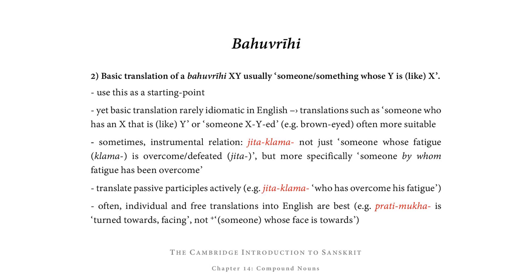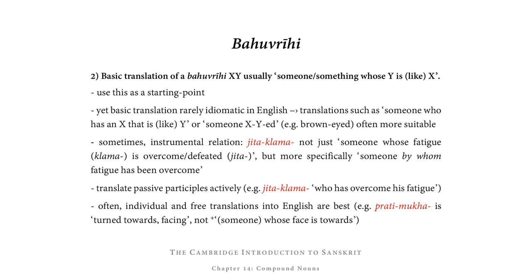Sometimes you will find that there's actually an instrumental relation between the members of a bahuvrihi. For example, jitaklama is not someone whose fatigue, klama, is overcome or is defeated, jita, but rather it is someone by whom fatigue has been overcome. When you have such an instrumental bahuvrihi, very often it's even more idiomatic to translate passive participles actively. So jitaklama would not be someone by whom fatigue has been overcome, but someone who has overcome his fatigue.